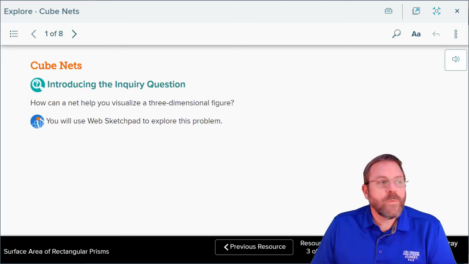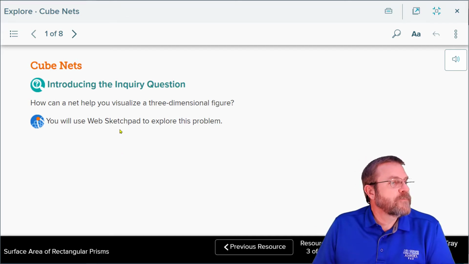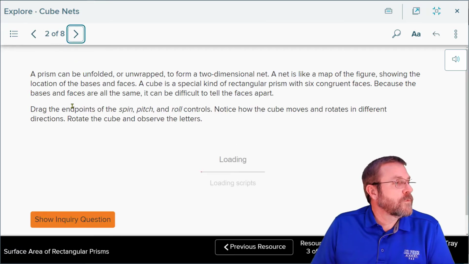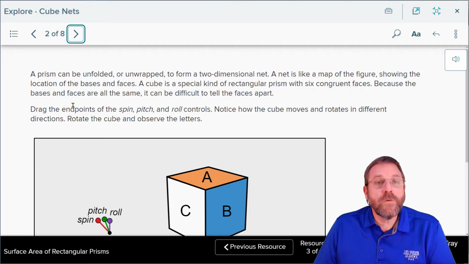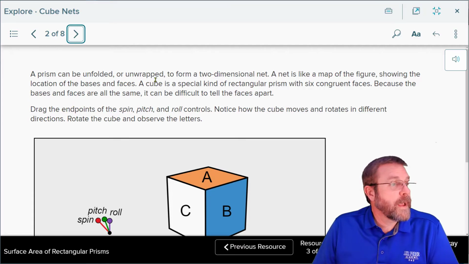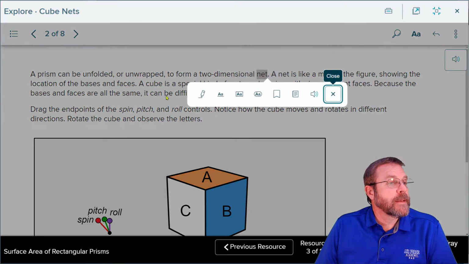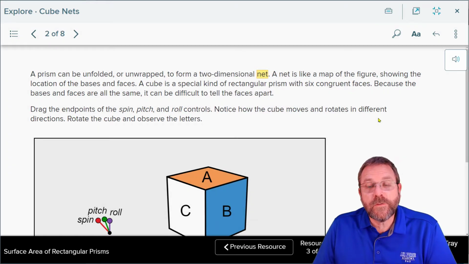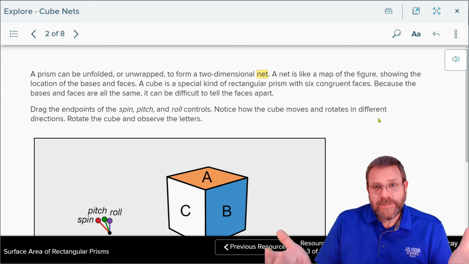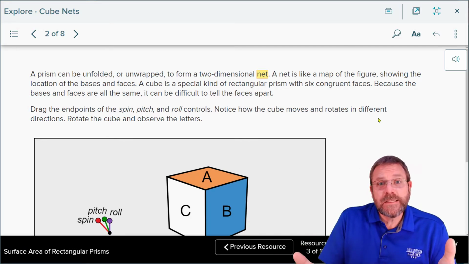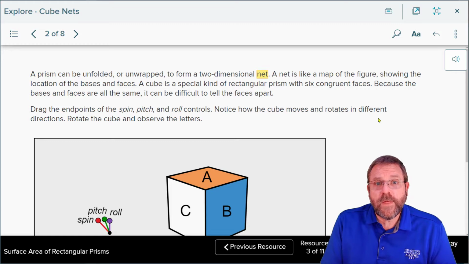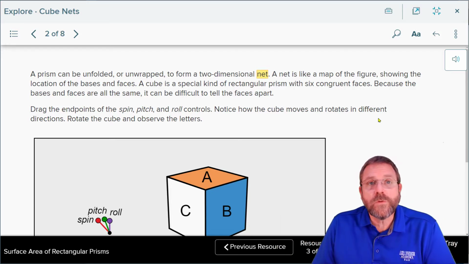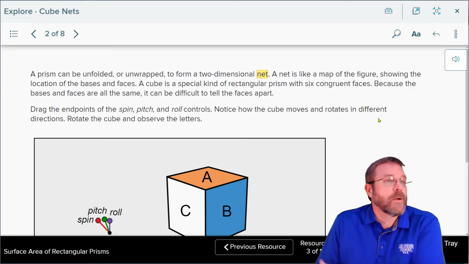Now, this Explorer we're going to look at is going to help us to visualize a three-dimensional figure. So, moving over to the first tab, it says a prism can be unfolded or unwrapped to form what is called a net. Now, a net is a very important term. The simple way of saying it is, you get that pizza box in. When you lay that pizza box all out flat, you've created a net of that pizza box. You've unfolded the box. That's what we're looking at doing here.